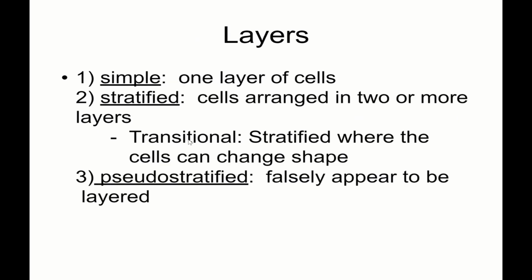We either have simple, which is a single layer of epithelial cells, or we have stratified, where the cells are arranged into two or more layers. And then we also have things like transitional, where we have stratified, but the cells change shape as they move through those layers. So we'll talk about the reason for that in a second. And then we have pseudostratified, where they appear to be layered, but it is in fact just a single layer. And I'll talk about that when we look at some pictures.